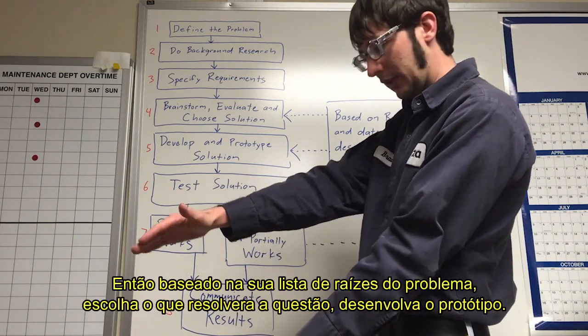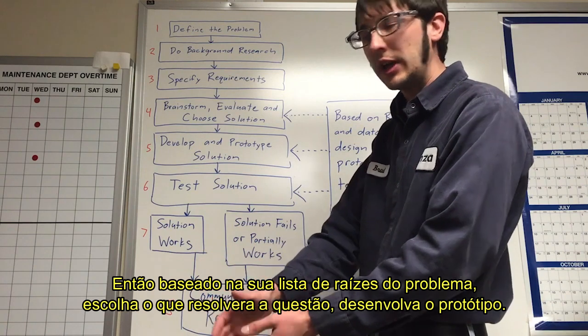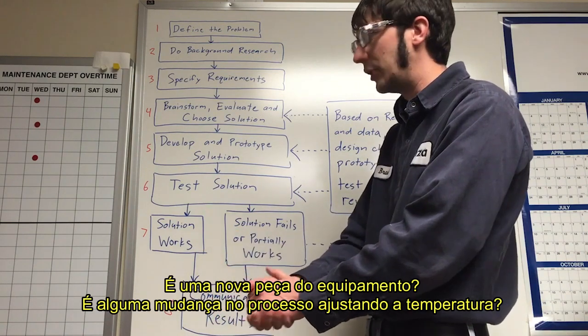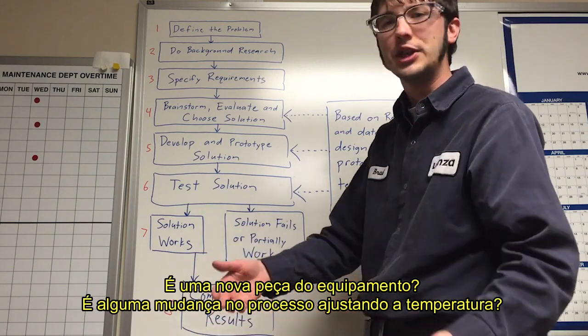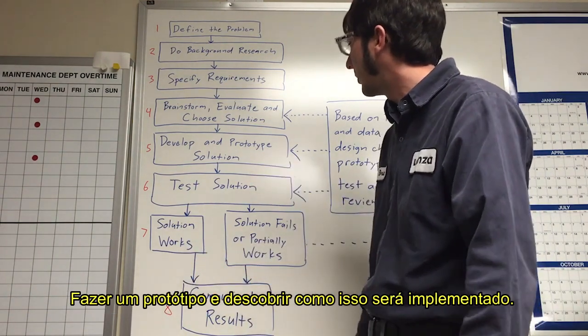So based on those lists of root causes, pick whatever will fix the issue, develop the prototype. Is it a new piece of equipment? Is it some process change, adjusting a temperature? And prototype it and figure out how that's going to be implemented.